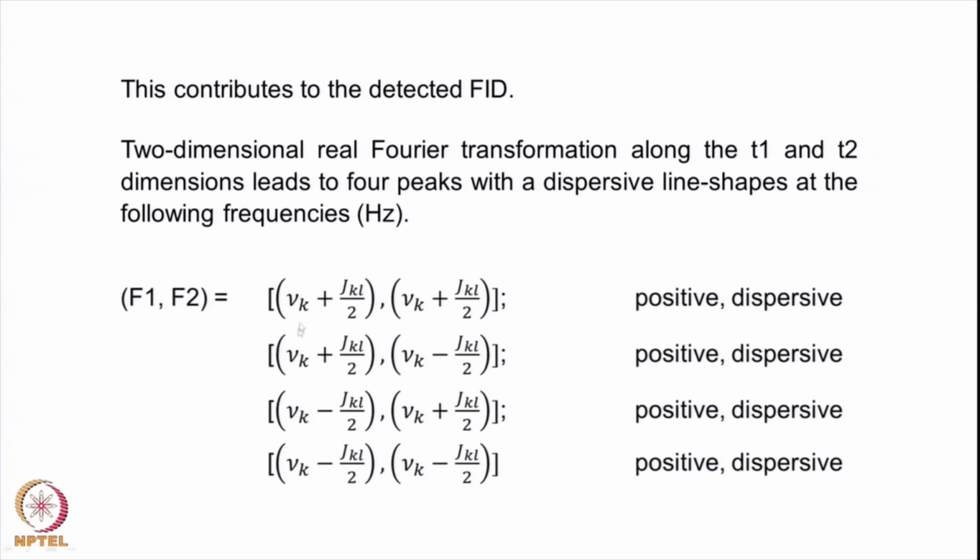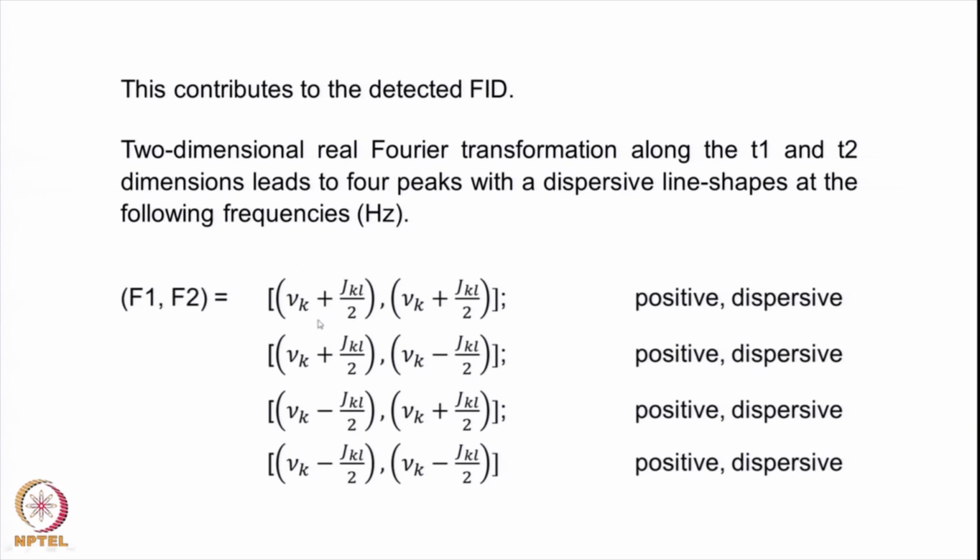Now I write in terms of the frequencies, removing the pi part. So I will write in terms of the frequencies: 4 peaks with a dispersive line shape. Why do I say dispersive line shape? Because these all have sign dependence, and we have seen earlier that if there is a time domain signal which is sign dependent, it will produce dispersive signals.